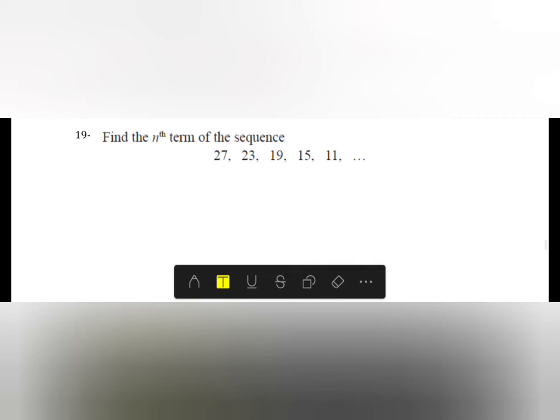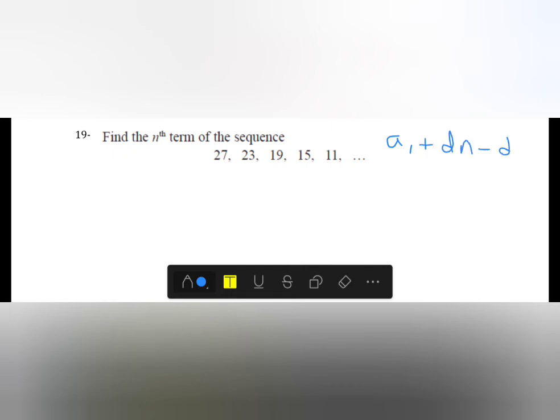Question 19. Find the nth term of the sequence. As we said, to find the nth term of a sequence, we're going to use what? We're going to use the formula, which is what? A1 plus dn minus d. This formula is always used to find the nth term of an arithmetic sequence. Now, first thing, we know that A1 is what? Very good. It's the first term of the sequence, so it's 27. So we write 27.